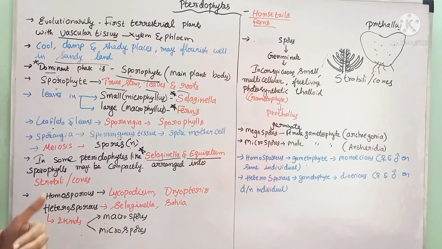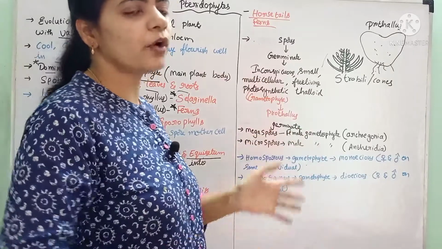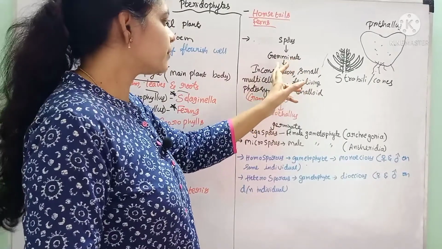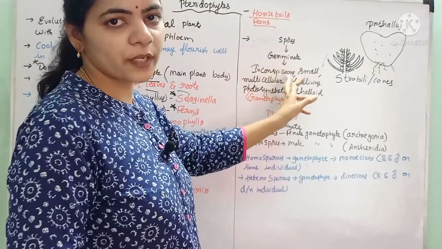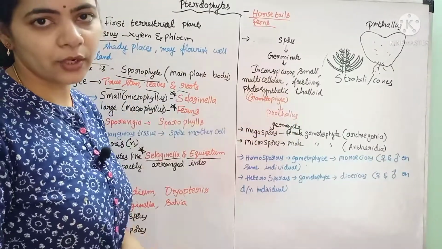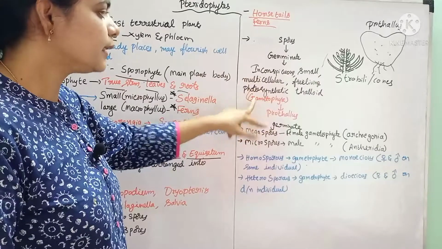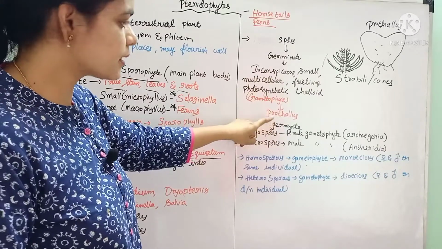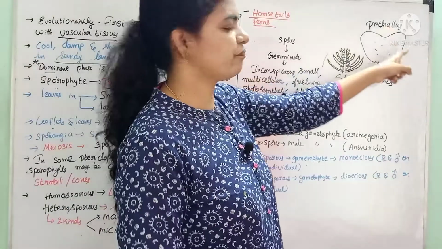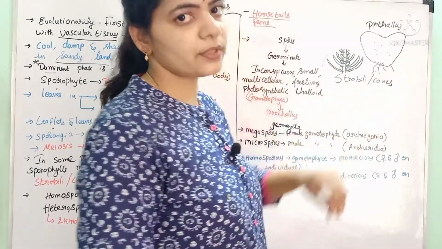When these spores are disseminated, they may reach a suitable habitat where moist conditions are prevailing. In those conditions, the spore starts germinating. From the germinated spores, an inconspicuous small multicellular free-living photosynthetic thalloid structure develops. That is nothing but the gametophyte. That gametophyte is called the prothallus. Here, that gametophyte, which we call the prothallus, is heart-shaped, and root-like structures attach it to the soil.